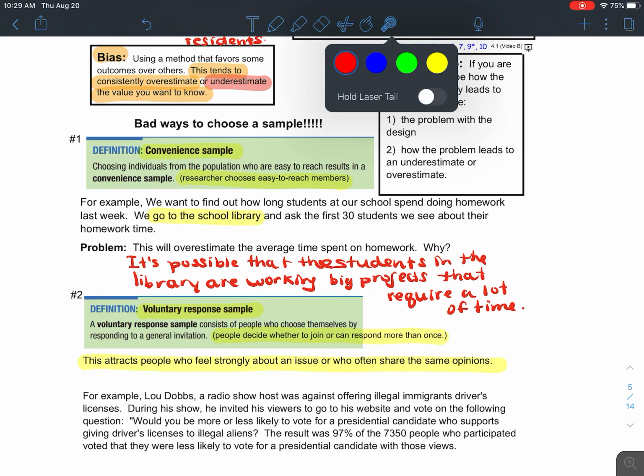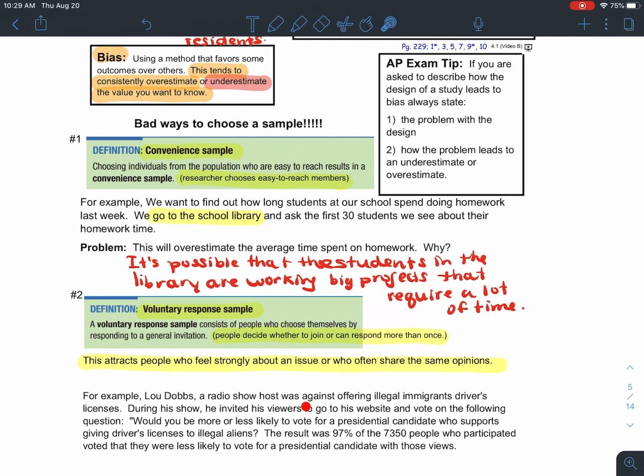Here's an example. Lou Dobbs has a radio show. He is a radio show host, and he was against offering illegal immigrants driver's licenses. Okay, so during his show, he invited his viewers to go to his website and vote on the following question. Okay, the question was this: would you be more or less likely to vote for a presidential candidate who supports giving driver's licenses to illegal aliens? Okay, now here's what his results were. The results were 97% of the 7,350 people who participated voted that they were less likely to vote for a presidential candidate with those views.